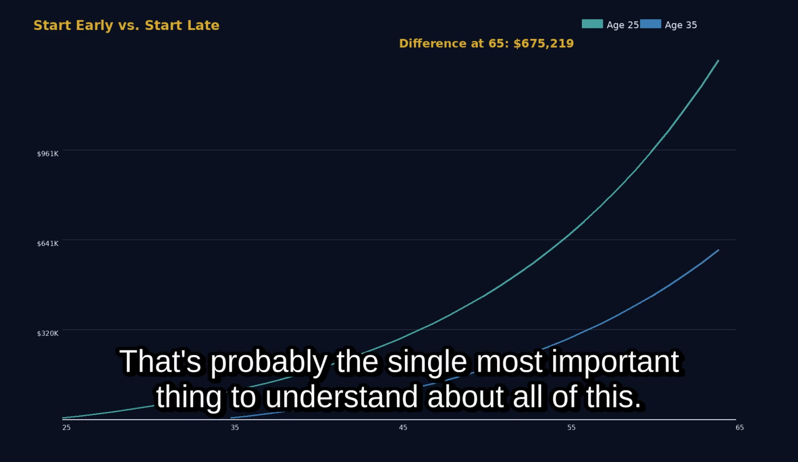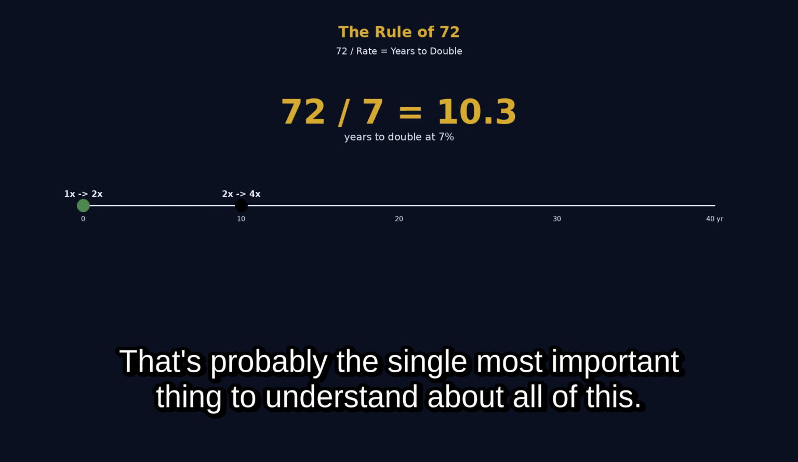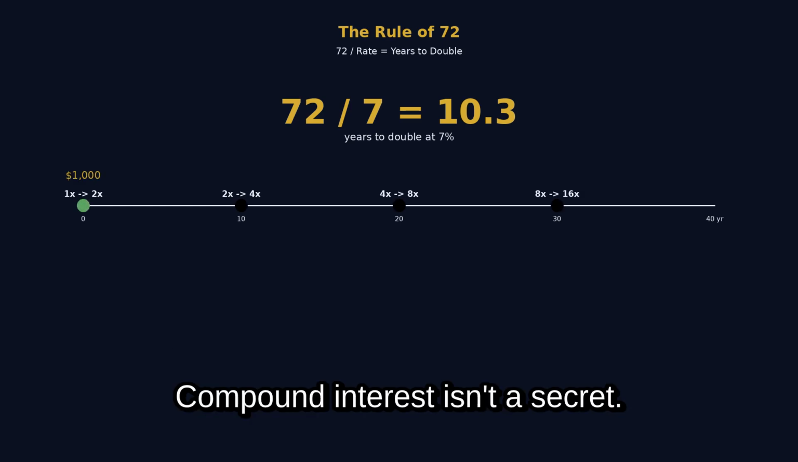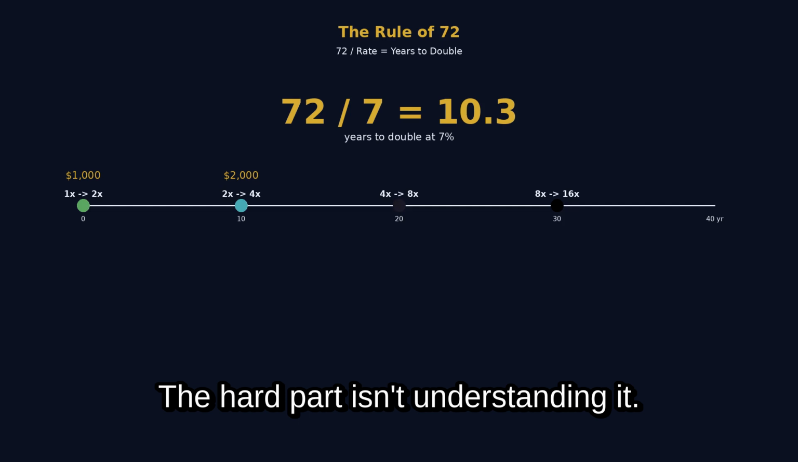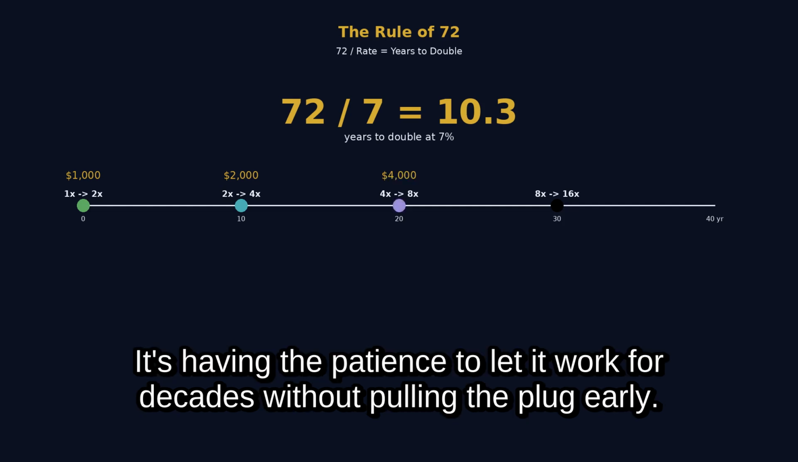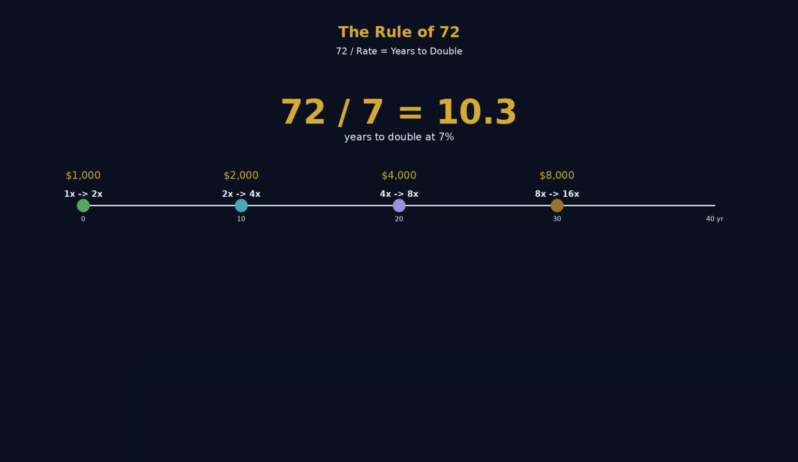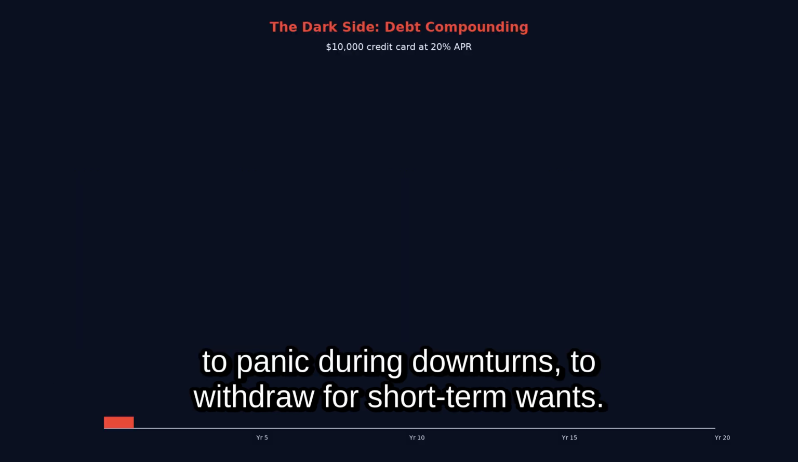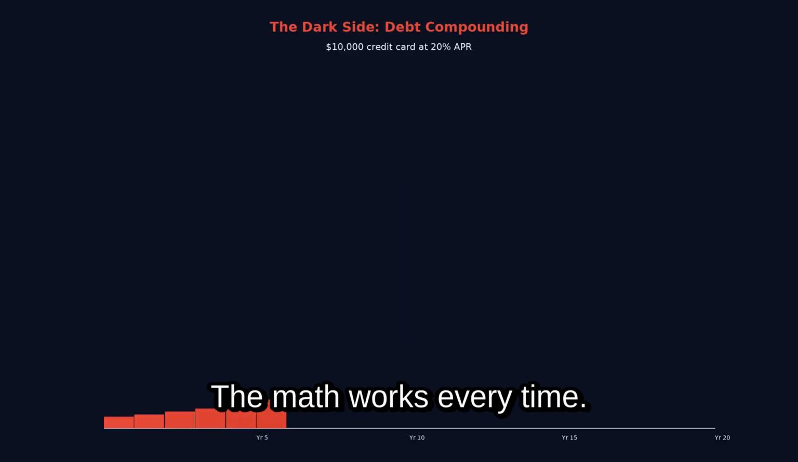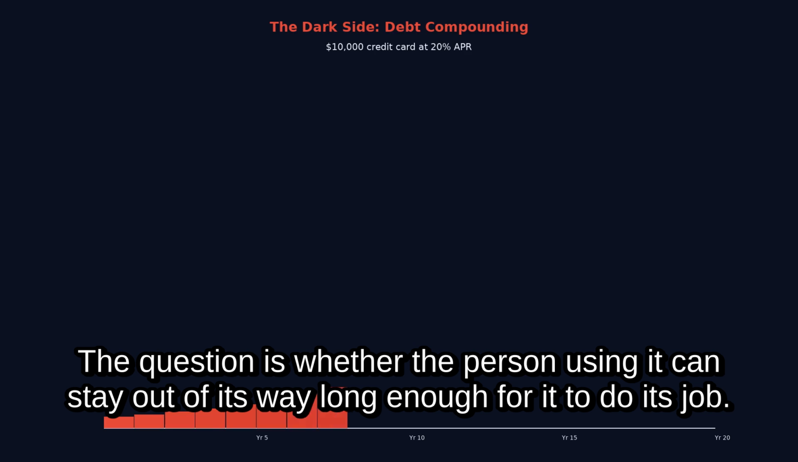That's probably the single most important thing to understand about all of this. Compound interest isn't a secret. It's math that anyone can use, and the formula fits on a single line. The hard part isn't understanding it. It's having the patience to let it work for decades without pulling the plug early. It's resisting the urge to check your balance every day, to panic during downturns, to withdraw for short-term wants. The math works every time. The question is whether the person using it can stay out of its way long enough for it to do its job.